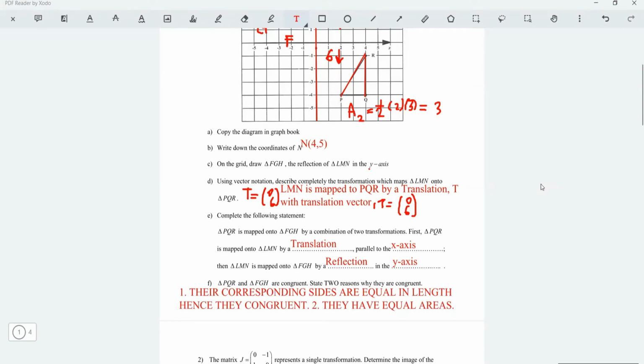Literally, there's nothing more for you to know about reflection and translation. Translation is just shifting it across, either left or right, and reflection is either going to be reflected in the x-axis, y-axis, about the line y equals x, or about a point. But what you need to remember with reflection is that the image is going to be equidistant from the mirror line as the object.